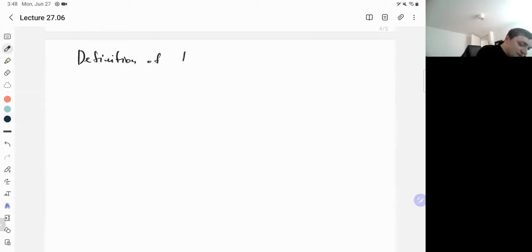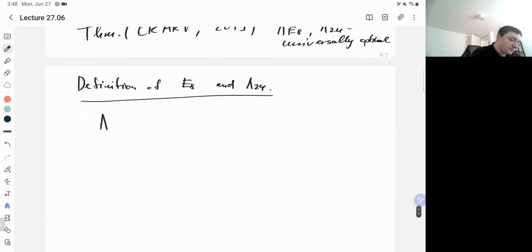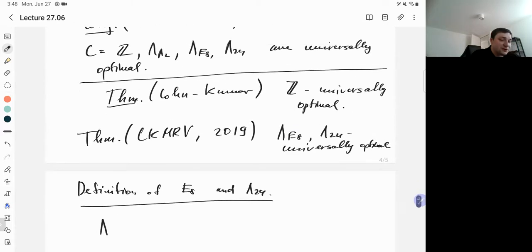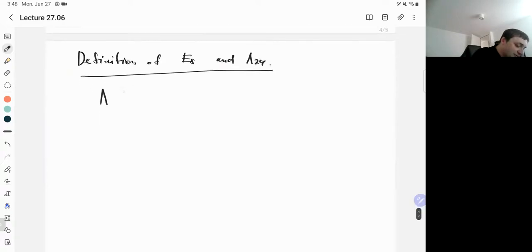Definition of E8 and the Leech lattice. I expect that some of you are probably very familiar with this, but still let me remind you. As I said before, all of these problems are formulated for general discrete subsets of Euclidean space, but really you're mostly interested in periodic sets. A periodic set is a disjoint union of cosets of a lattice, but let me briefly remind you what a lattice is.